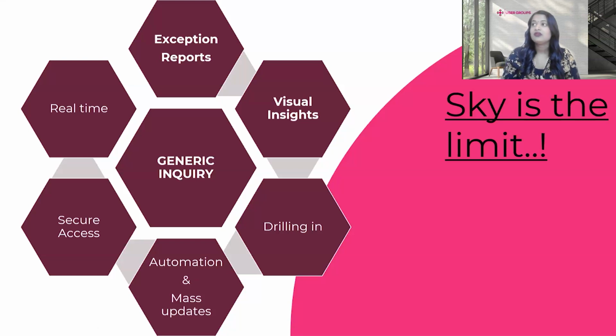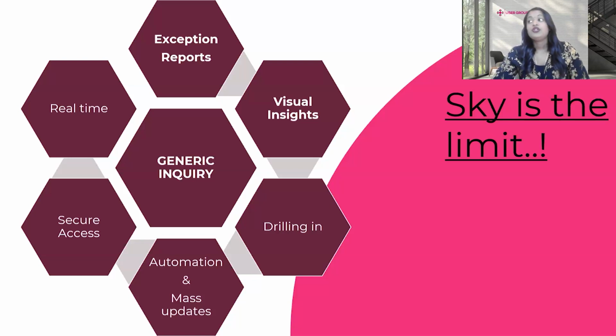Starting with exception reports, it's great to be able to just look at a generic inquiry or a list view and quickly identify, what am I missing? What's wrong with my data? Why is this not looking right? Then that comes with visual insights as well. It's nice and easy to use things like color coding or side panels, those sorts of things, to give you quick information right then and there.